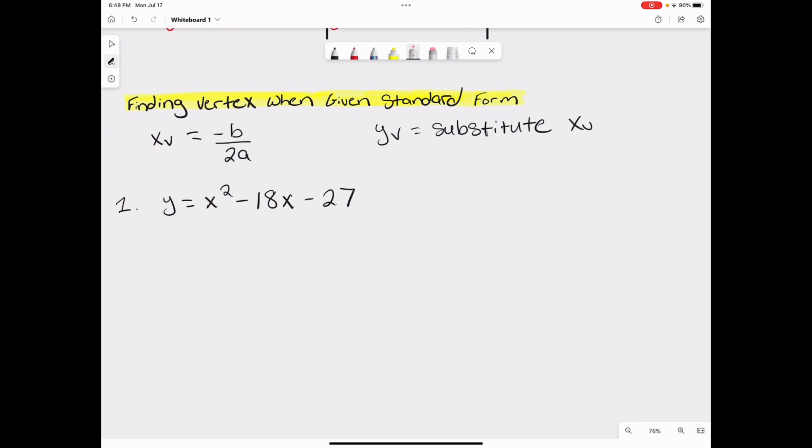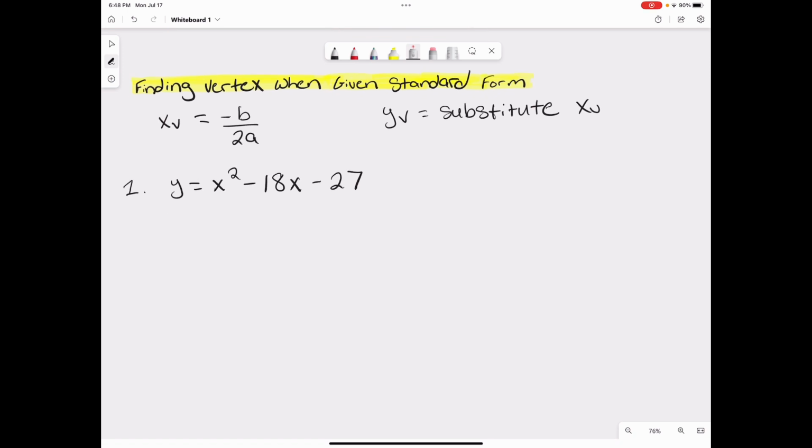So first thing we're going to do to find the x value of the vertex is negative b over 2a. And then whatever number we get, we're going to take that number and substitute it into the original equation. So that's what we're going to do right here.